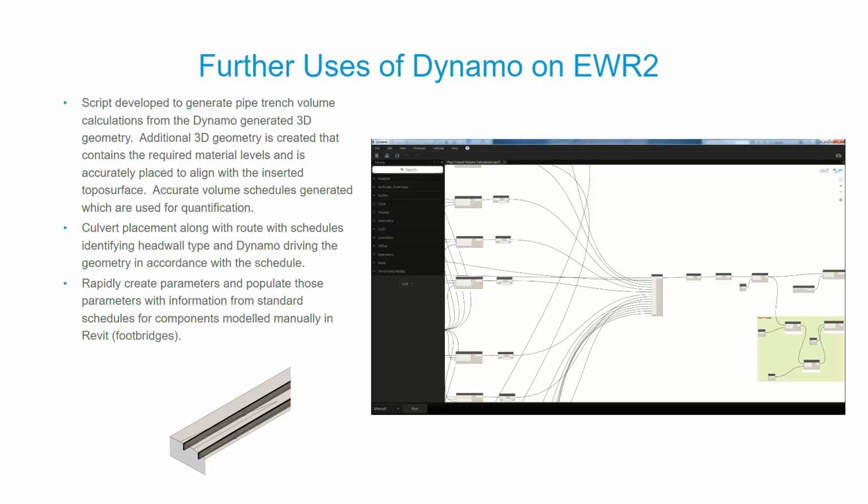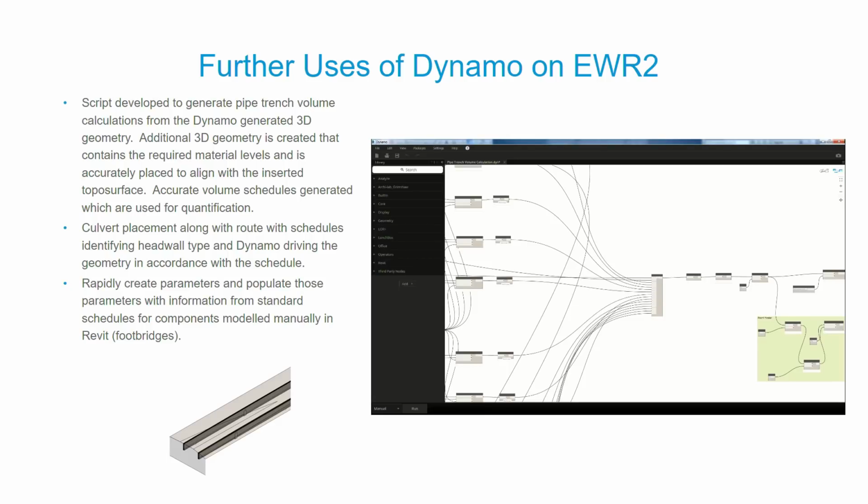We also used Dynamo to bring in a topo surface and do the conversion, and we created an adaptive component family that had a huge number of adaptive components that flew up on the z-axis and terminated at that topo surface. So it gave us a very, very accurate volume.